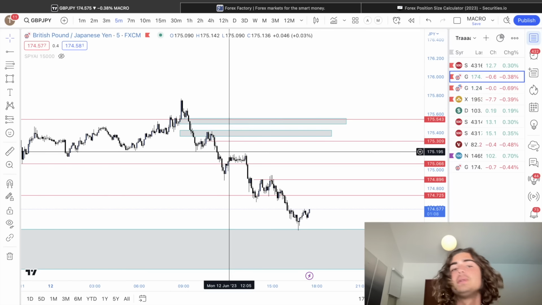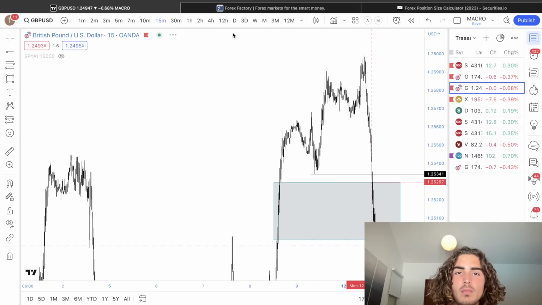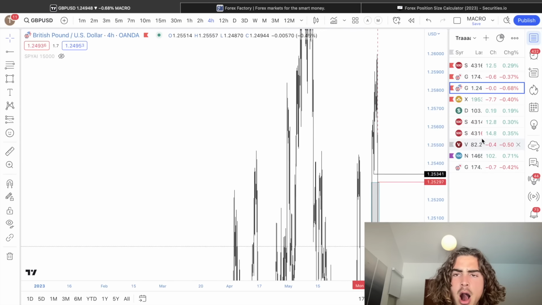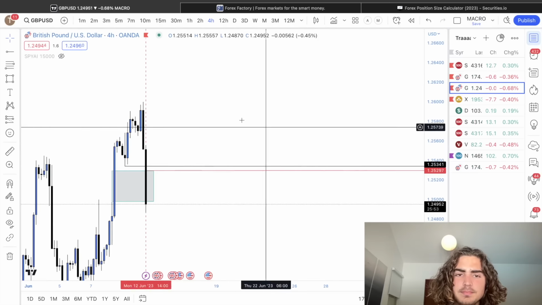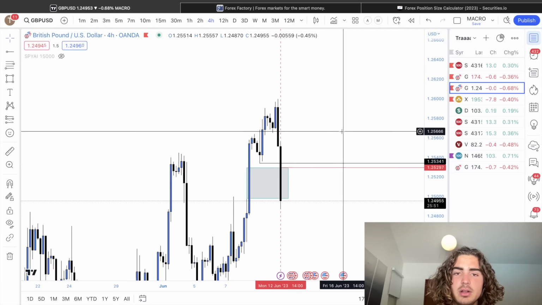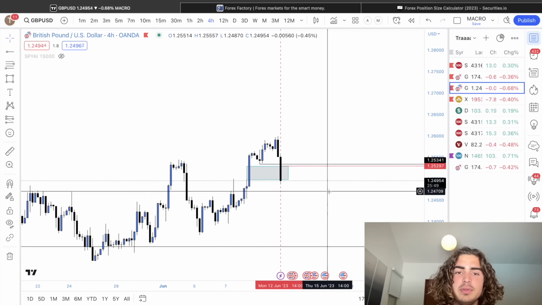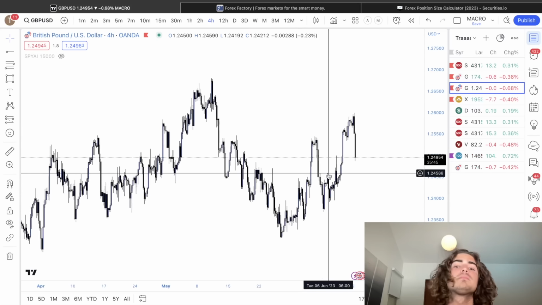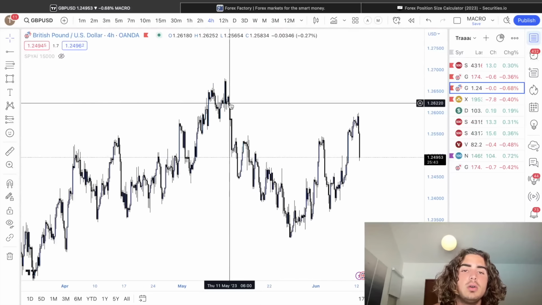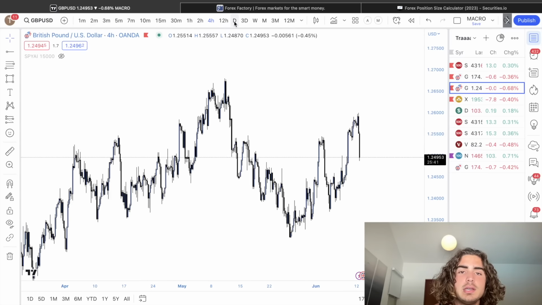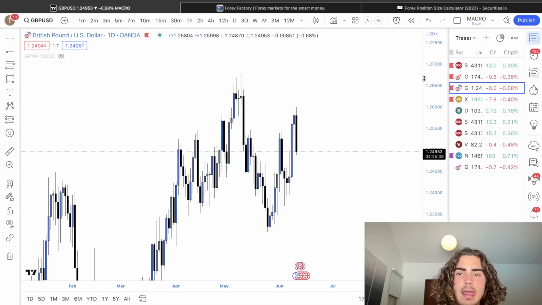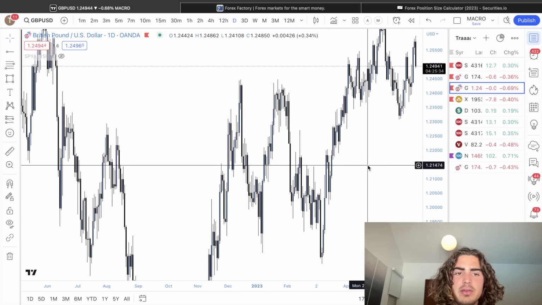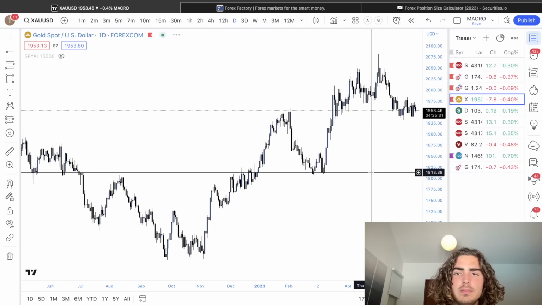Let's go into GBP USD. As you can see, I marked out a little imbalance within here that we just filled. I'm going to actually remove all these drawings though, so we can talk about it. Let's see if we can find a fair value gap getting filled.